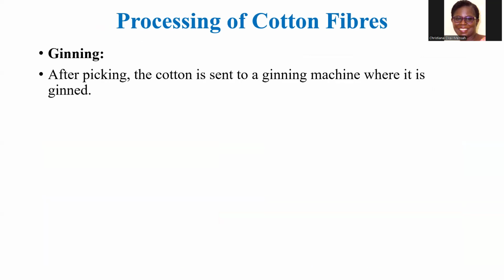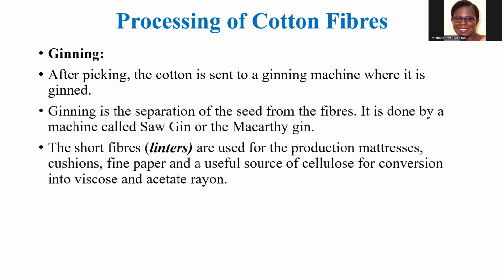So after picking, the next is ginning. And what is ginning? Ginning is taking away the seeds in the cotton. The cotton has seeds, so we need to clean the cotton. The first cleaning is taking away the seeds, and taking away the seeds is called ginning. So after picking, the cotton is sent to a ginning machine, where it is ginned, simply taking away the seed from the cotton fibers. Ginning, the separation of the seed from the fiber, is done by a machine called the saw gin or the McCarthy gin.